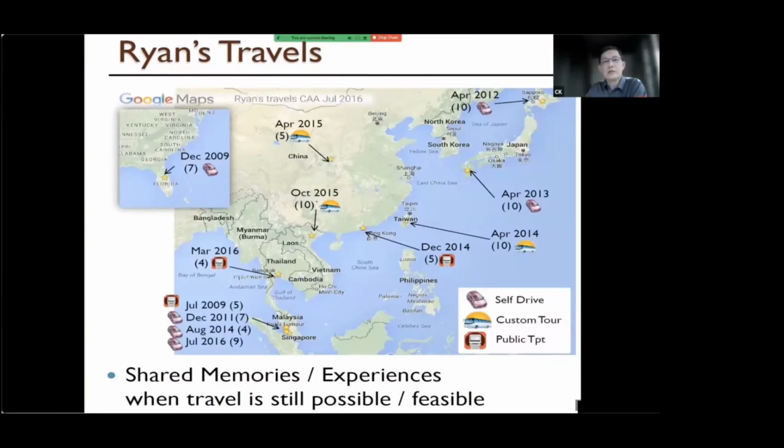But joining a conducted tour is close to impossible with Ryan's care requirements. So the trips have to be either customized tours or self-drive. A lot of preparation and planning are well worth the effort.